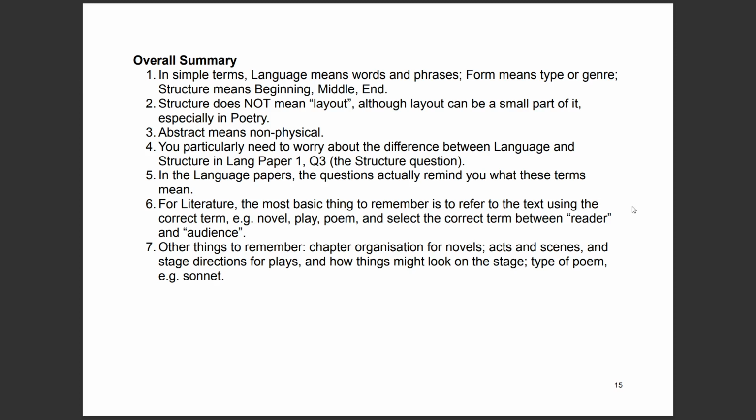For literature, the most basic thing to remember is to refer to the text using the correct term. For example, novel, play, or poem, and to select the correct term between reader and audience. So normally it's reader, but if you're talking about plays, it's audience. And with plays, remember, stagecraft is very important as well. How things would look on stage and sound on stage. Other things to remember: chapter organization for novels, acts and scenes, and stage directions for plays, okay, and how things might look on the stage. Type of poem, for example, sonnet.